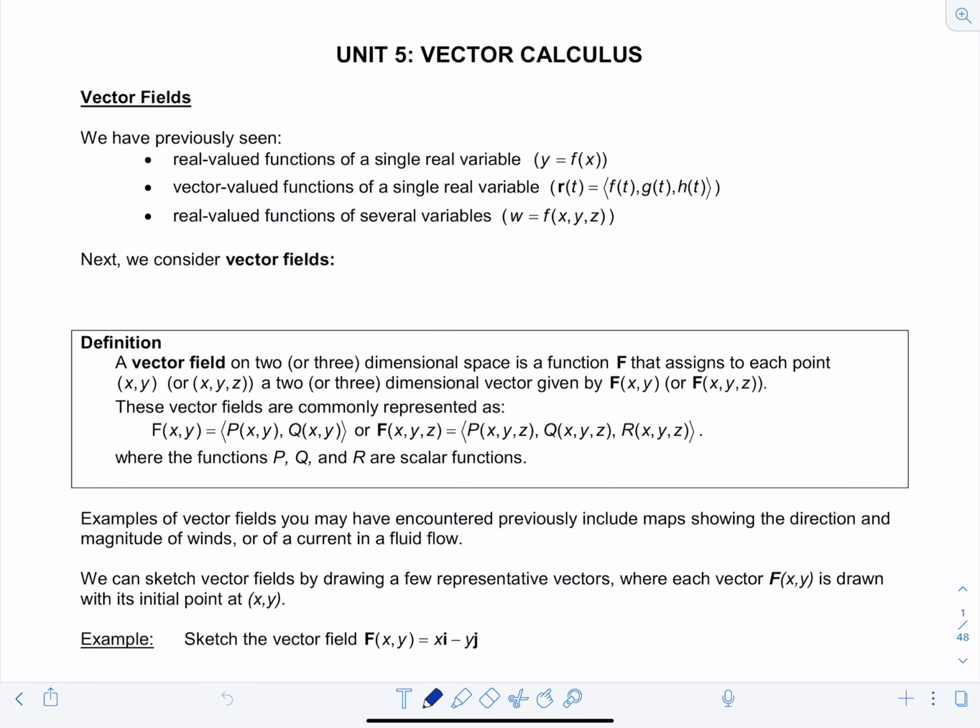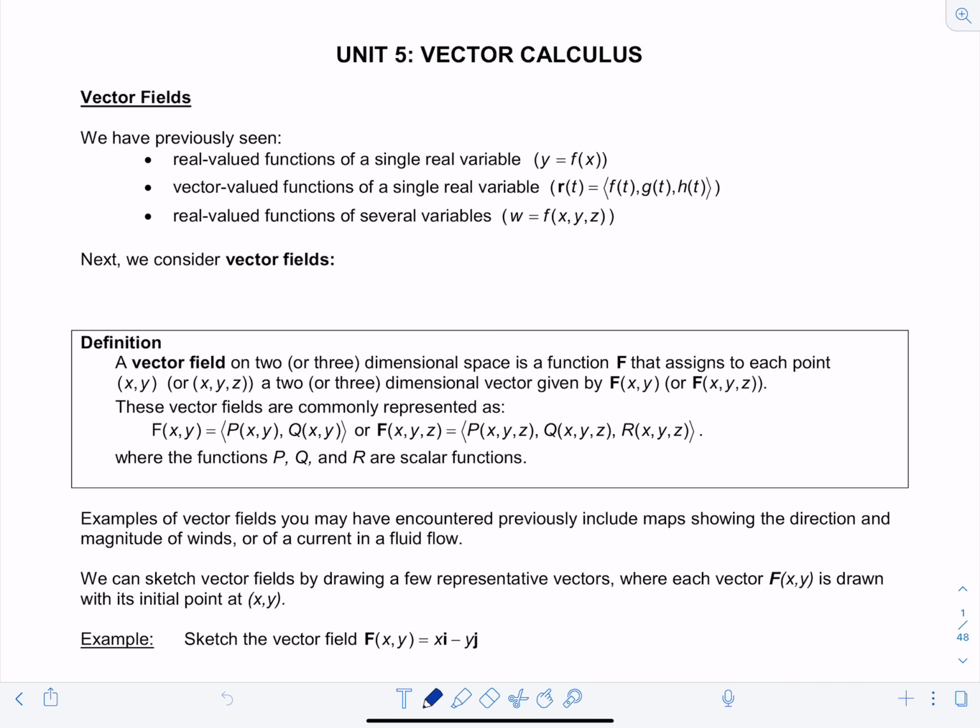This is Calculus 3 video lecture number 27 on vector fields, and we're beginning our new unit on vector calculus. This is basically the unit where everything in the course comes together. So just to recap, we've previously studied real valued functions of a single variable back in the day when we just were dealing with y as a function of x.